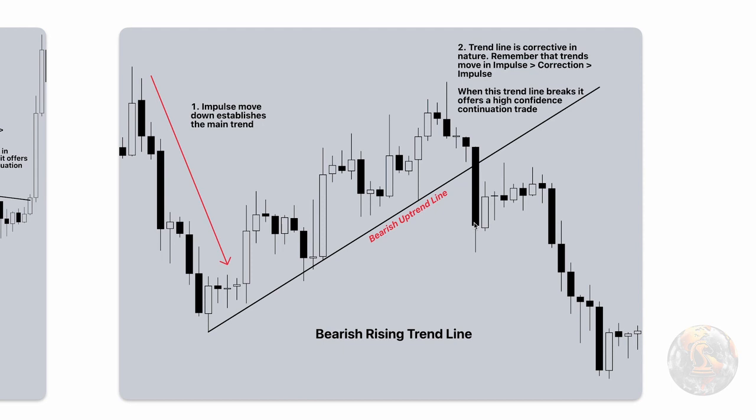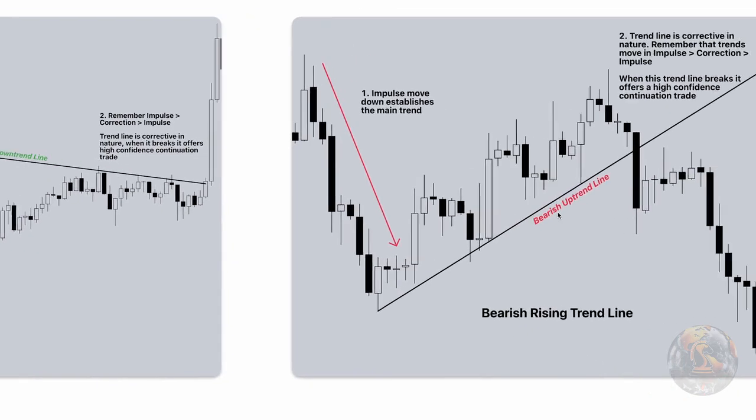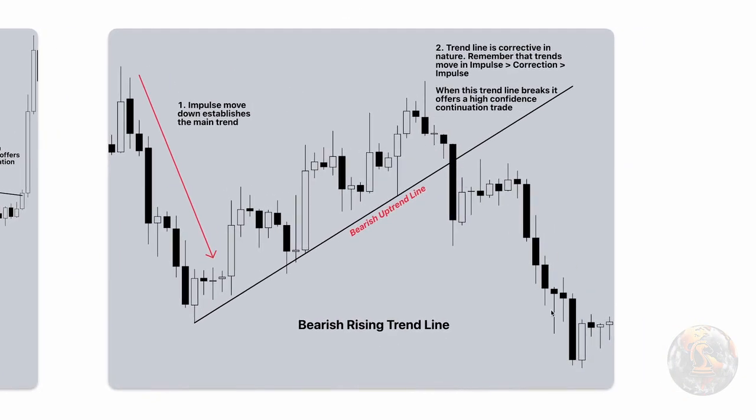The reason it's a continuation trade is because we have a bearish rising trend line. So when the market is going down, you don't want to see a rising trend line, because a rising trend line, much like the bullish falling trend line, would signal that when it breaks, the market's going to continue in the direction that it was moving. So by knowing that, you can know to avoid longs, of course, and enter high probability shorts.